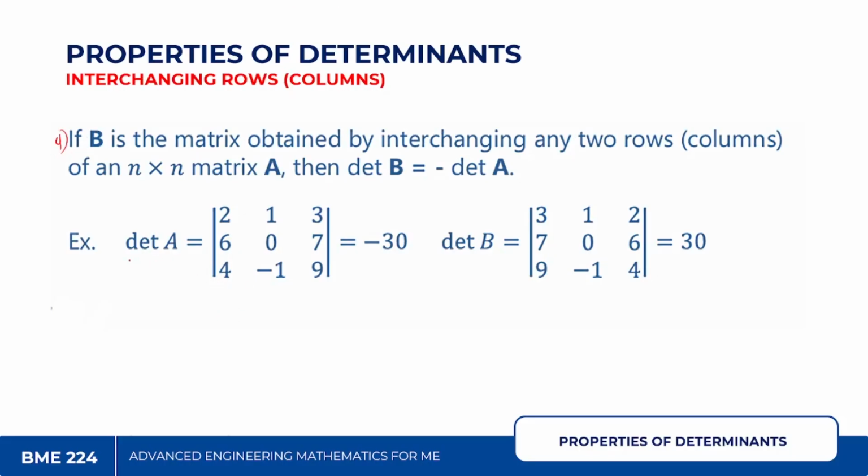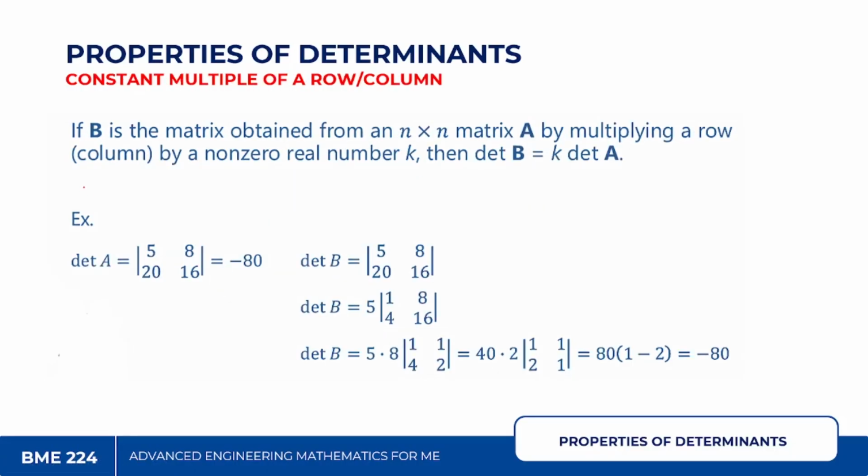Kapag say for example, we have a determinant A, eto, no? And then, we have a determinant B, wherein yung determinant B, in-interchange lang natin yung column 1 and 2, or column 1 and 3 pala ng determinant A. Okay? Kapag daw ganyan, yung determinant will have a change sign lang po. So, example, determinant A, nakuha mo negative 30. For determinant B, makukuha mo is positive 30. Given that, merong na-change na row or column from the previous determinant. Okay? So, yan yung interchanging rows or columns.